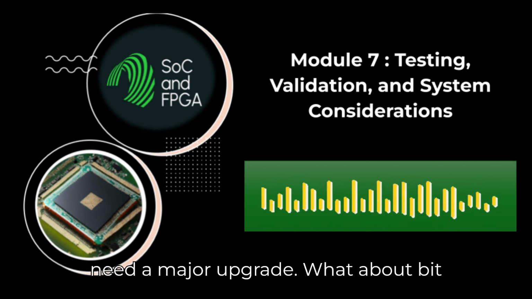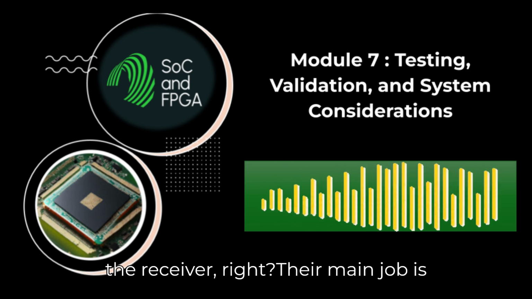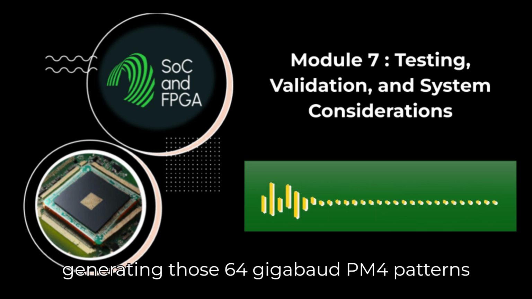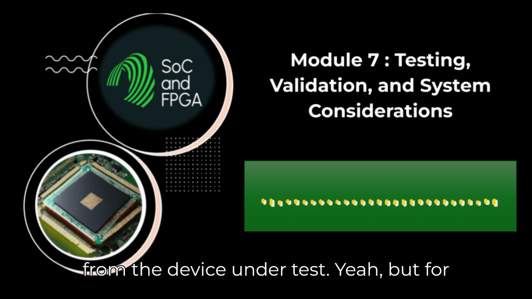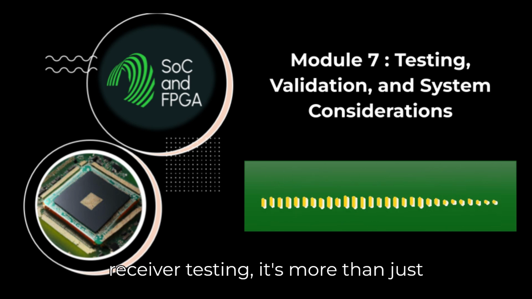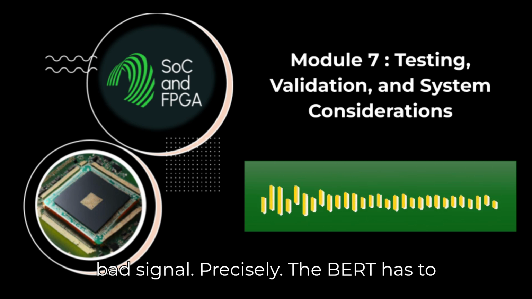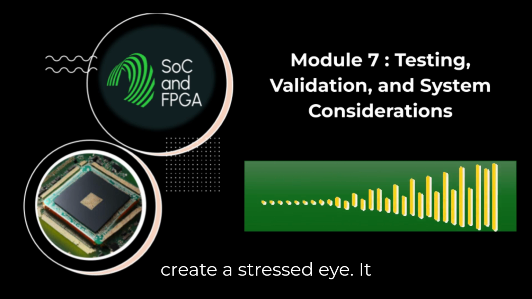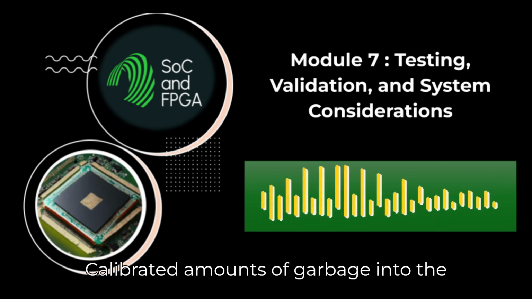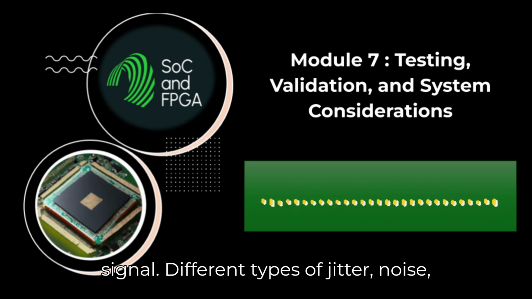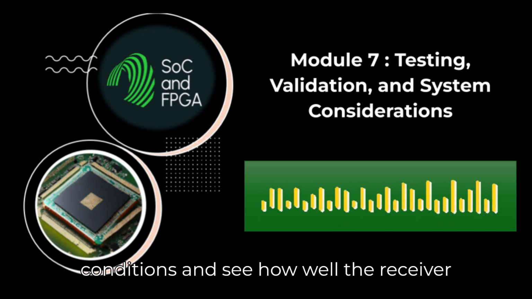Okay, so scopes need a major upgrade. What about bit-error ratio testers, the BERTs? They stress the receiver. Right. Their main job is generating those 64 gigabaud PAM4 patterns and then detecting errors coming back from the device under test. Yeah. But for receiver testing, it's more than just sending a clean signal. Need to send a bad signal. Precisely. The BERT has to create a stressed eye. It deliberately injects very precise, calibrated amounts of garbage into the signal, different types of jitter, noise, interference, to simulate real-world conditions and see how well the receiver handles it.